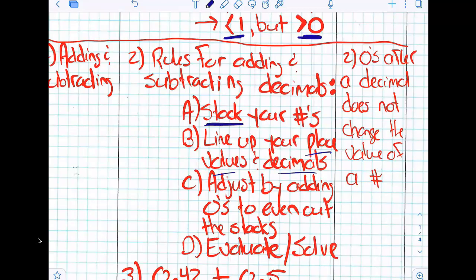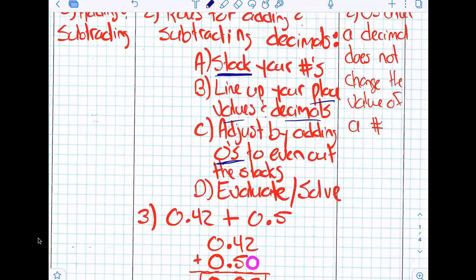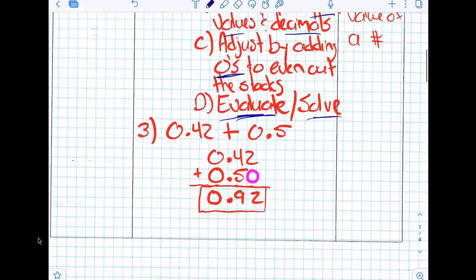What if you have some blank spaces when you're stacking your numbers? After you're done stacking, you have some blank spaces. What can you add into those blank spaces? Zeros. What does evaluate mean? Solve. Good. All right, so here's an example.